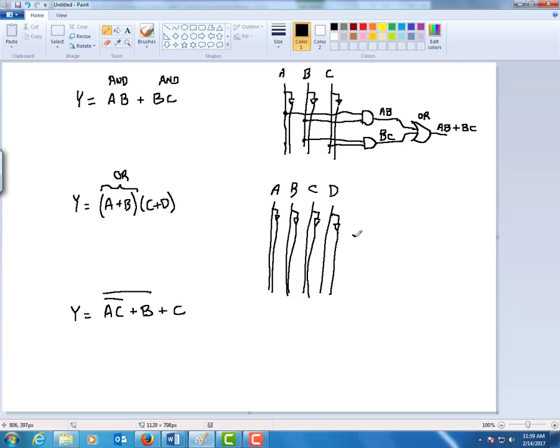So let's draw the gate first. Here's your gate. And one input goes to A. We're going all the way across here to A. The other one goes to B, all the way across here to B. Got it? What about this one?